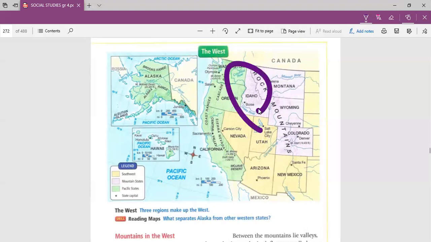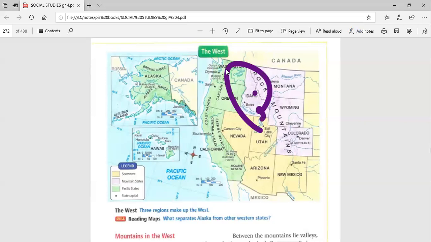From all the physical features here, we could find that the West has many rivers, a mountain range, a lake, and is located along an ocean. So there are many physical features here: ocean, rivers, lakes, mountains.